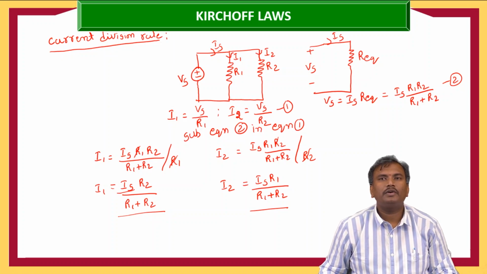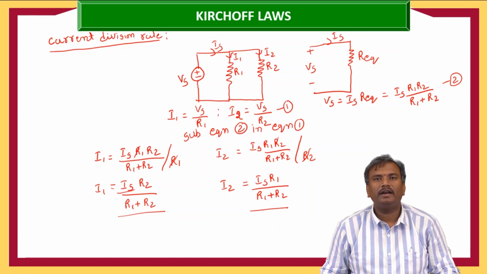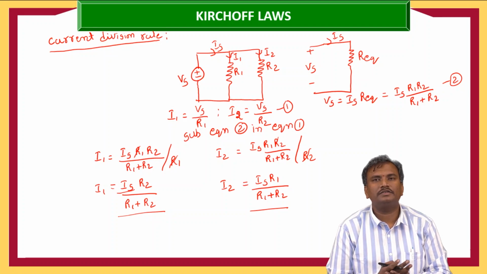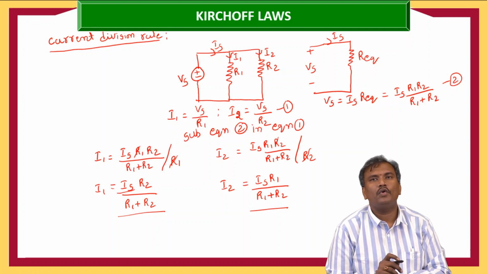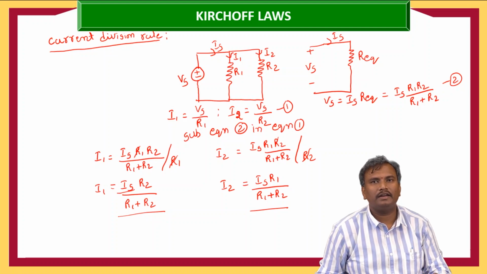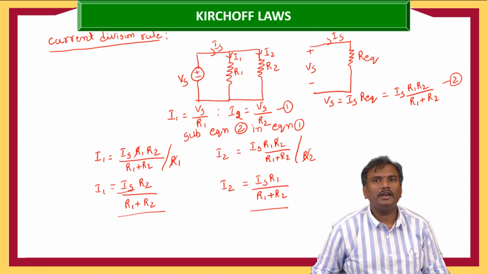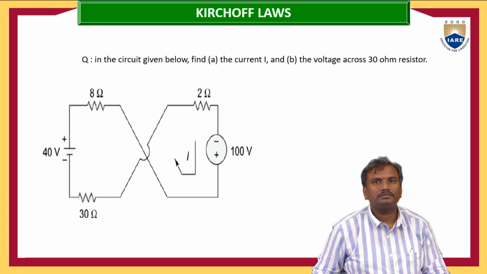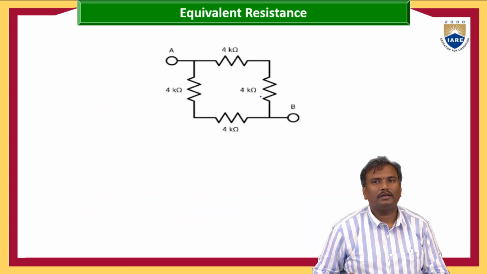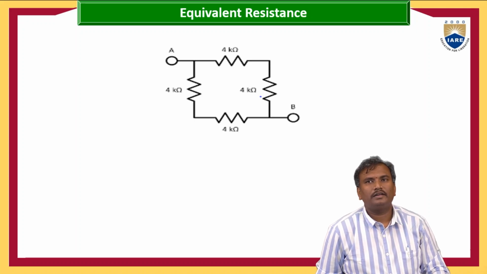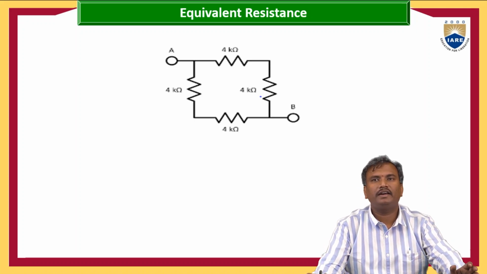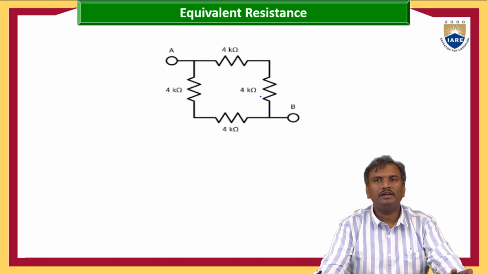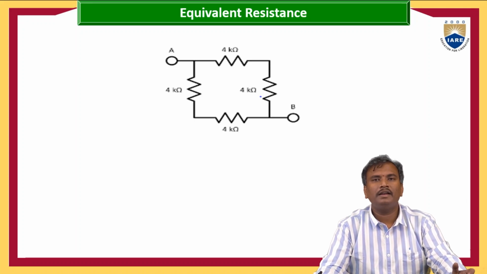These are the two Kirchhoff's laws, and from them we have also derived equivalent resistance, voltage division and current division. Now we'll go with some equivalent resistance problems. Here some resistors are connected in different fashion. We have to see whether they are in series or parallel.